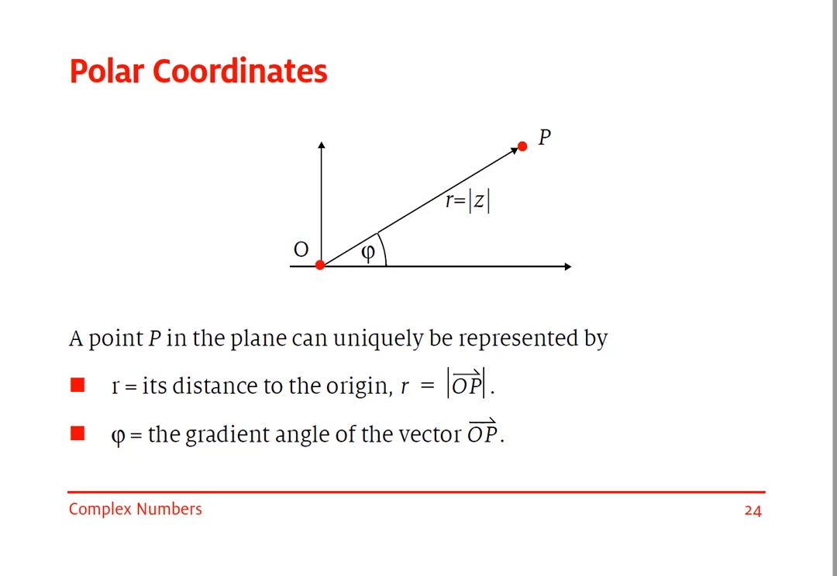R is the distance of the point to the origin, or the length of the vector from the origin O to the point P, representing the complex number. And the second part is the angle phi, the gradient angle of the vector OP.